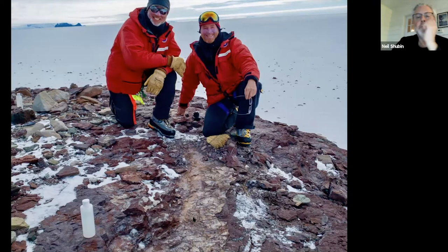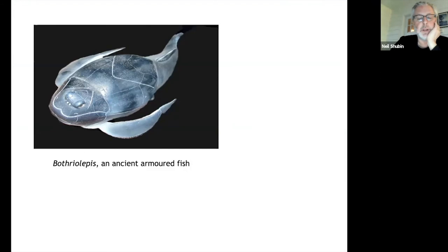We took that whole pavement home. It actually went well under where I'm standing and beyond. But we're also finding early bony fish. So this is a fish from the Devonian known as Bothralepis. It has a skeleton composed of bone that compares very much to ours.